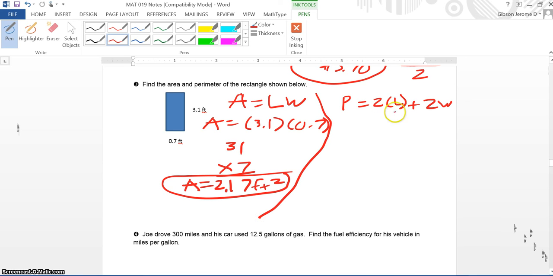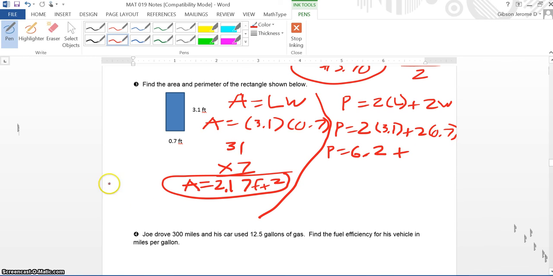Now we want to work on a perimeter. The perimeter is equal to 2 times the length is 3.1, plus 2 times the width is 0.7. So now, we will have 2 times 3.1. We know that would give us 6.2. Because 2 times 1 is 2 and 2 times 3 is 6. And we have 1 digit behind the decimal. So it'll be 6.2. Plus 0.7.